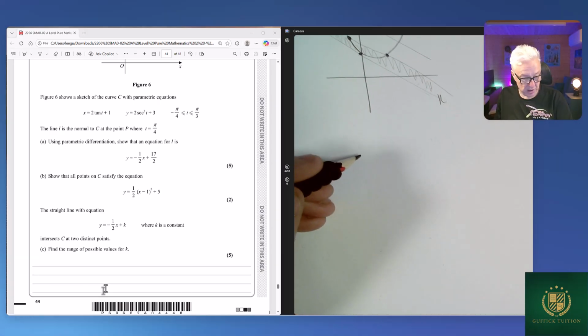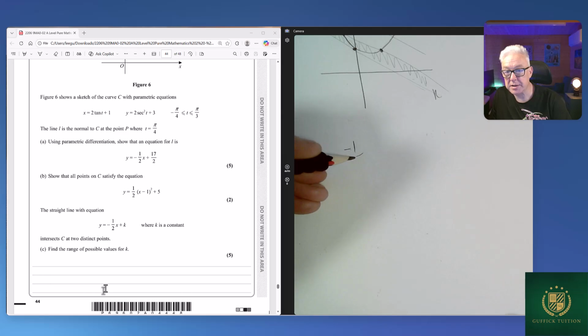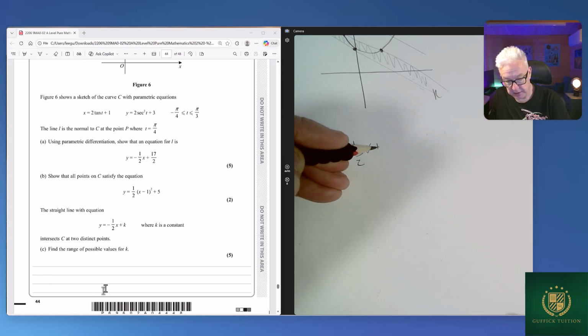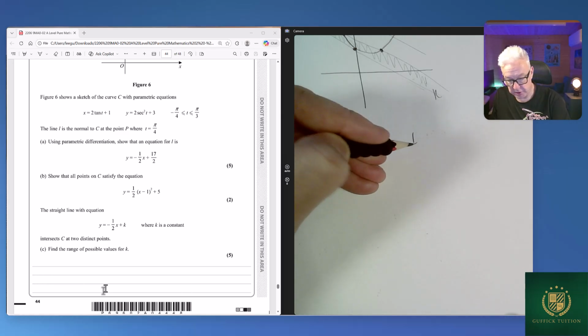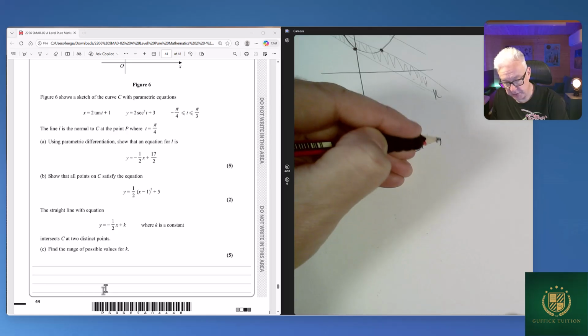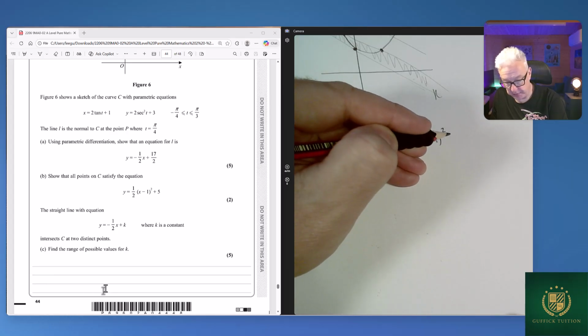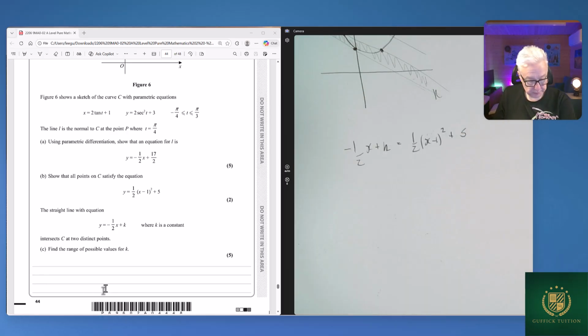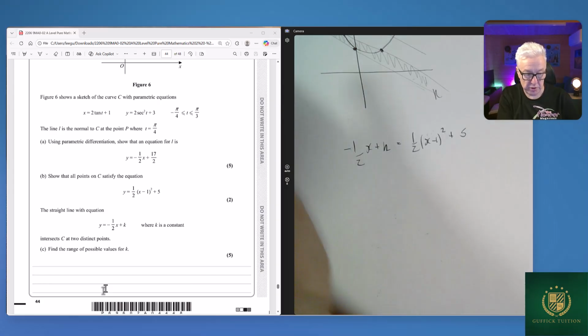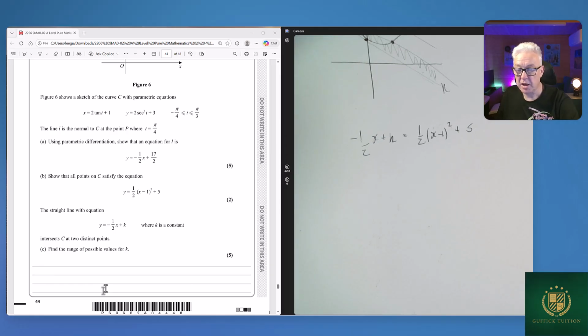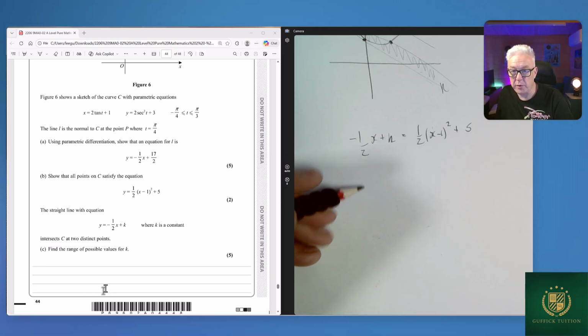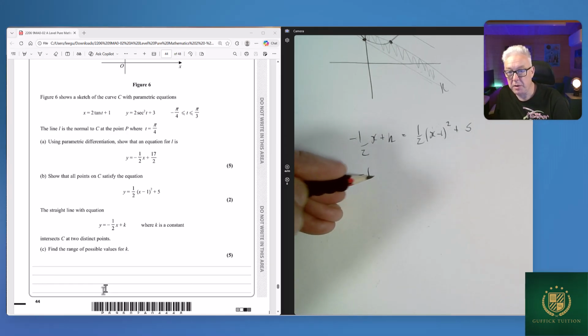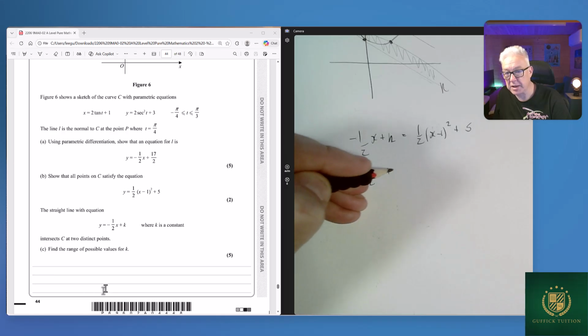Okay, so let's put the equation of the line, so minus a half x plus k is equal to a half (x minus 1) all squared plus 5. Basically I've put the line and the curve equal to each other. I'm going to expand this whole thing now, get a quadratic, and once I've got that quadratic, I'm then going to evaluate the discriminant.